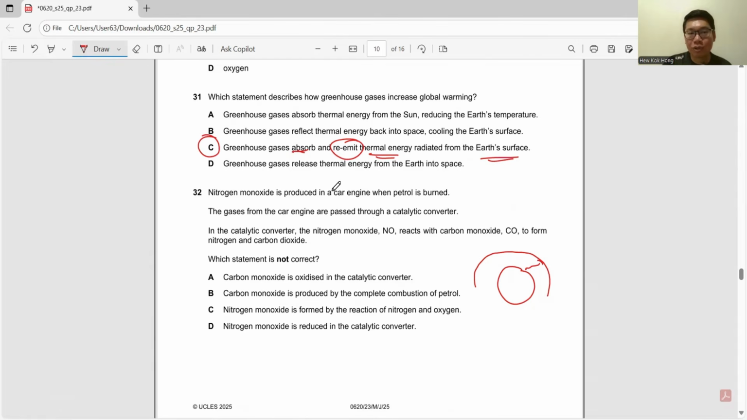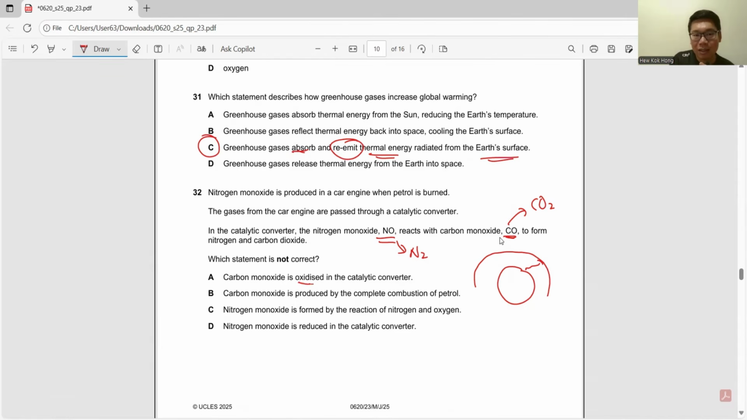32. Nitrogen monoxide is produced in a car engine when petrol is burned. The gases from the car engine are passed through a catalytic converter. In the catalytic converter, the nitrogen monoxides react with carbon monoxides to form nitrogen and carbon dioxides. So we know nitrogen monoxide will be reduced to nitrogen and carbon monoxide will be oxidized to form carbon dioxide.